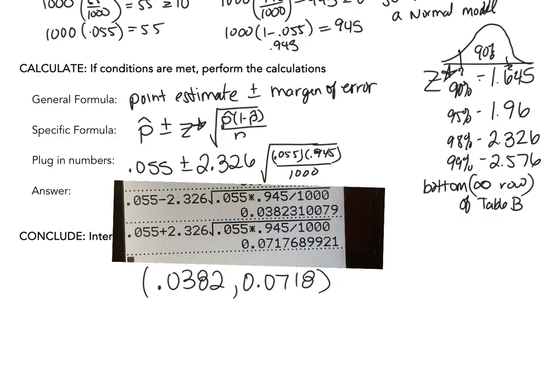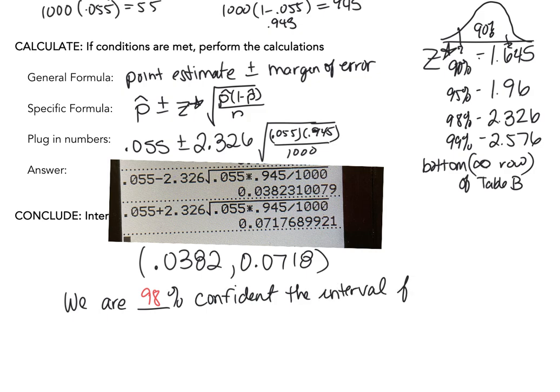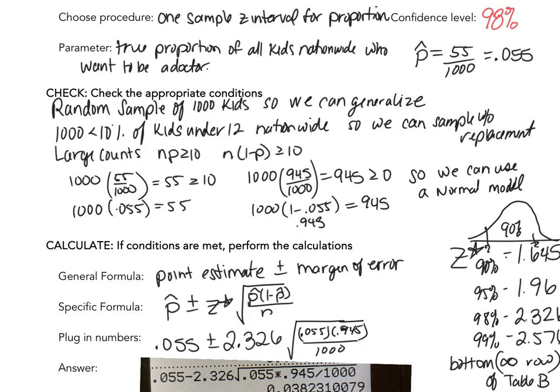And then our conclusion. We say we are blank % confident. In this case, we are 98% confident. The interval from blank to blank, in this case, 0.0382 to 0.0718, captures our parameter, which if we go back to the top, our parameter is the true proportion of all kids nationwide who want to be a doctor.